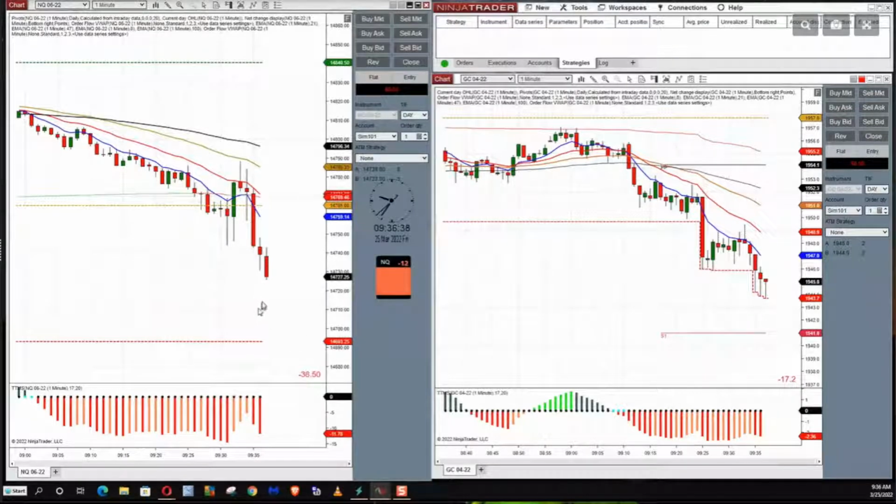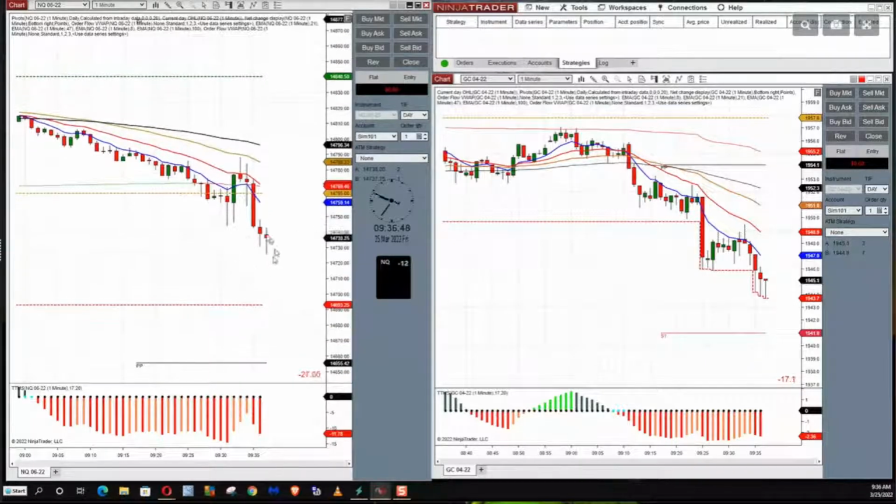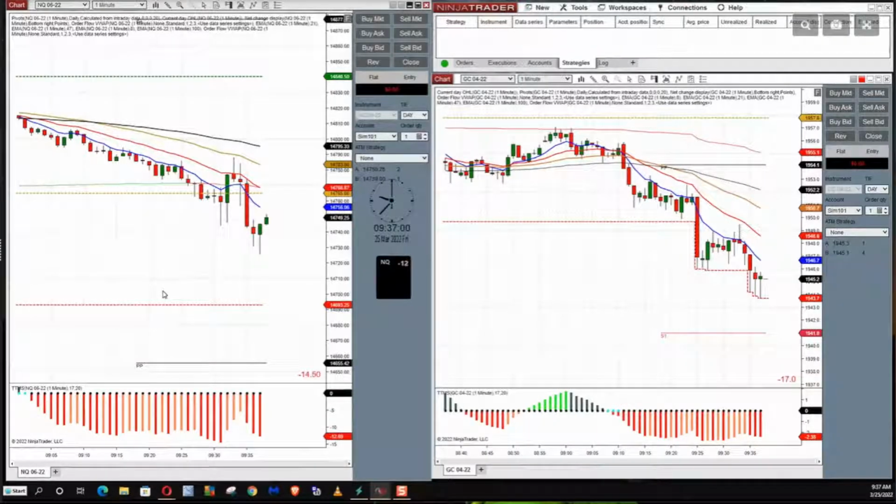NASDAQ is going to test the low, right? You've got a magnet trade on the NASDAQ. So if I didn't have a trade, I would leave my software on this morning and I would probably trade. But I want to show you all what I'm going to do with our trade.